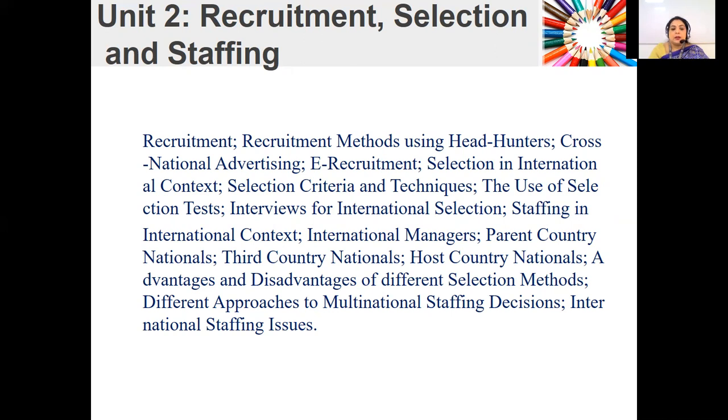And what are the advantages and disadvantages of different selection methods? What are the different approaches which are being used in multinational staffing decisions, and what are the international staffing issues? So this makes up our unit number 2. In an international context, we are going to learn about the recruitment, selection, and the staffing functions.